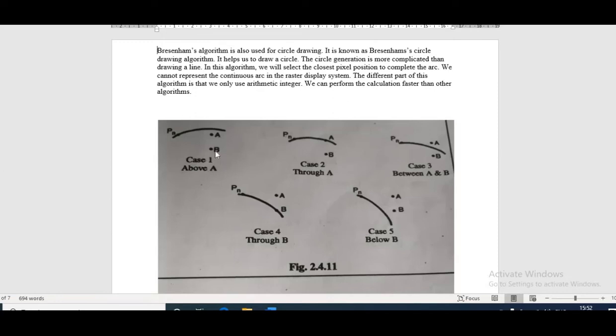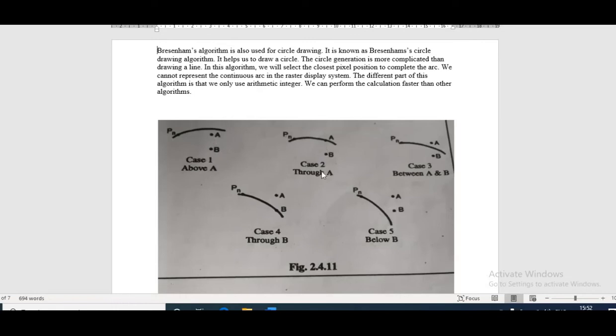In case 1, both the A and B points are lying inside the curve, so both F(A) and F(B) are less than 0. So which point is selected? There is a point A selected.